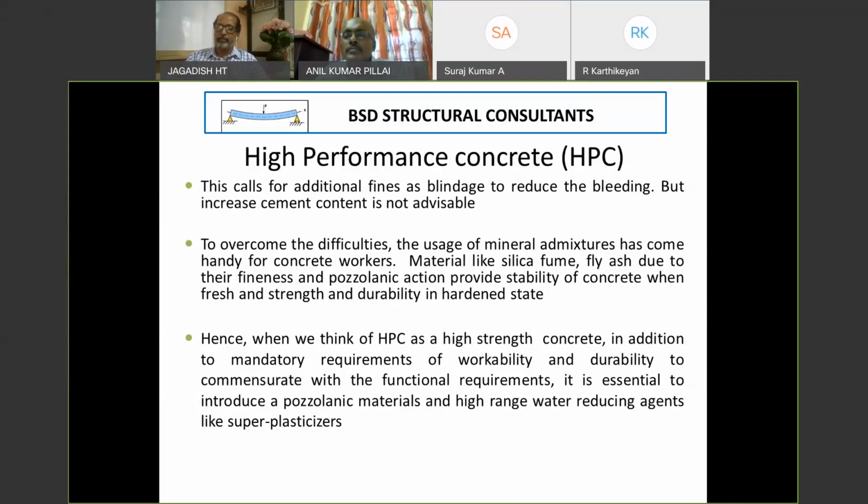Hence, when you think of HPC as high strength concrete, in addition to the mandatory requirements of workability and durability, to be commensurate with the functional requirement, it is essential to introduce a pozzolanic material and high range water reducing agents like superplasticizers. So adding all these things, we can get HPC. Any special ingredient is not required here. Add mineral admixtures like silica fume or fly ash, add superplasticizers, and you get HPC.